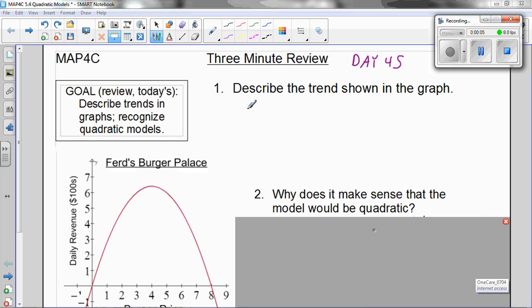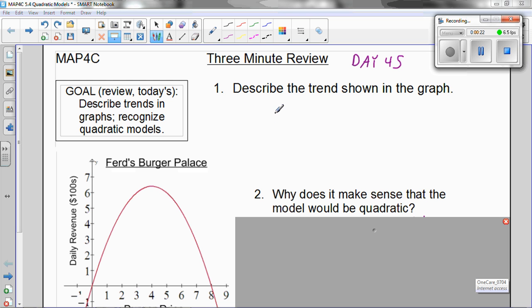MAP4C, day 45. Last day we were talking about linear models. Today we're talking about quadratic models. And the goal today is both review and today's actual goal: to describe trends in graphs and recognize quadratic models.